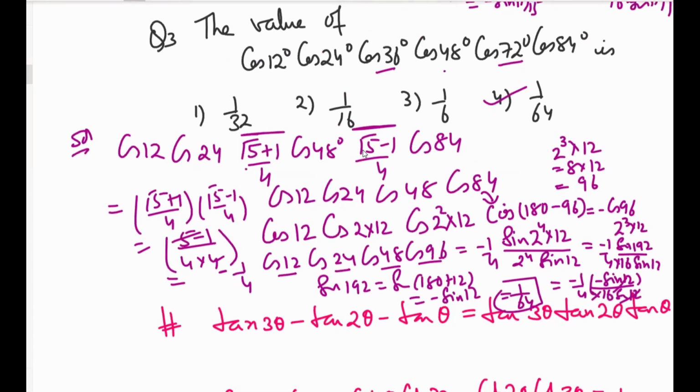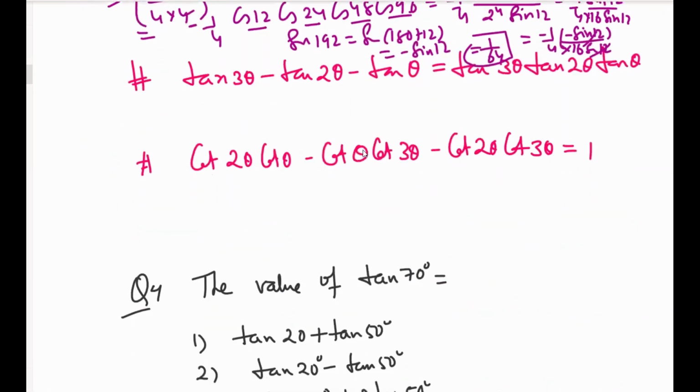Now the next result is what is written here. Very, very important result: tan 3θ − tan 2θ − tan θ is equal to this. How do we learn this? Whenever one of the angles is the sum of the two. Here we have three angles, 3θ, 2θ and θ. Then in that case, tan of their differences is always equal to tan of their product.